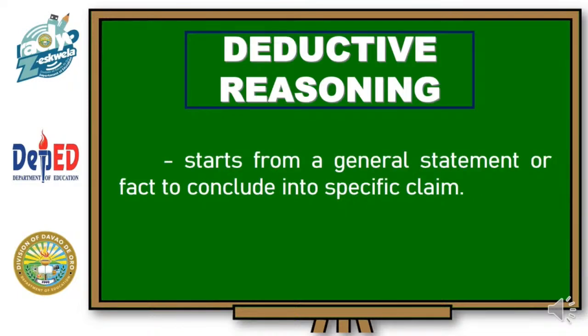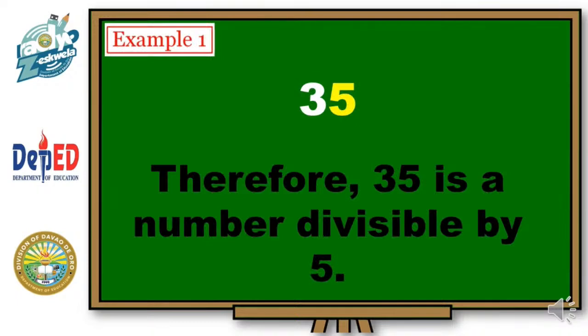Deductive reasoning starts from a general statement or fact to conclude into a specific claim. In example 1, it is a fact that all numbers ending with 0 or 5 are divisible by 5. Since 35 is a number ending with 5, we can conclude that number 35 must be divisible by 5.